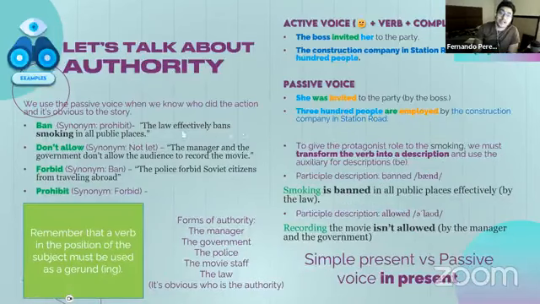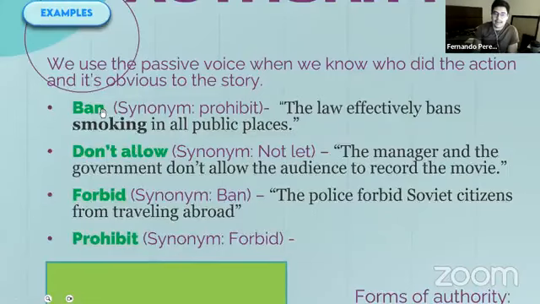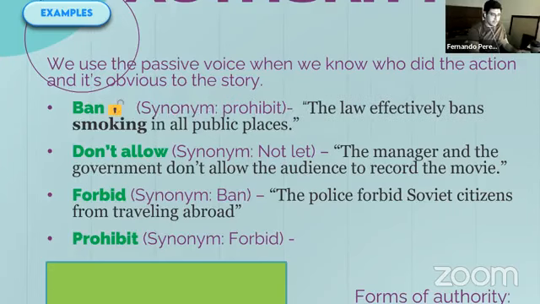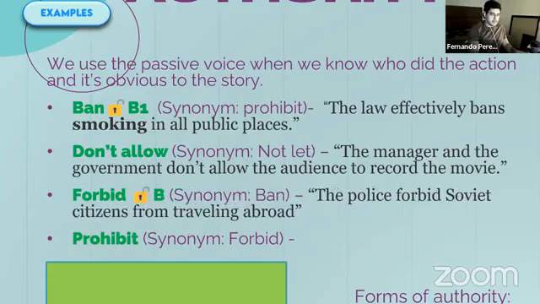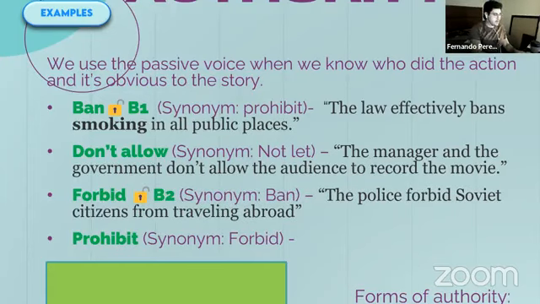This also happens when you are talking about authority. Let's check these new words. This is probably new words for you. The word ban, the word forbid, and the word prohibit. Actually, let me look at the dictionary. The word ban is B1. Allow is pretty easy. Allow is A2, but forbid is B2. That's a little bit more tricky. Prohibit is B2 as well.